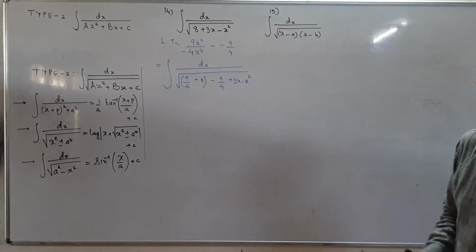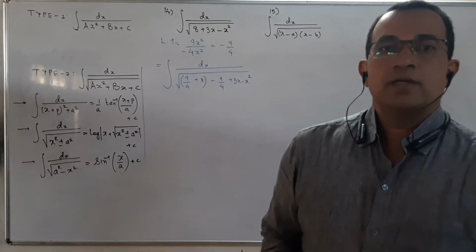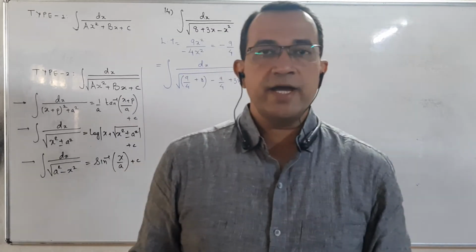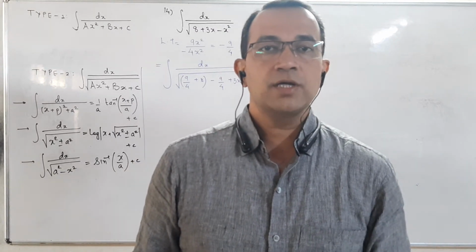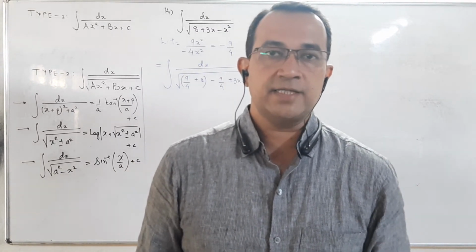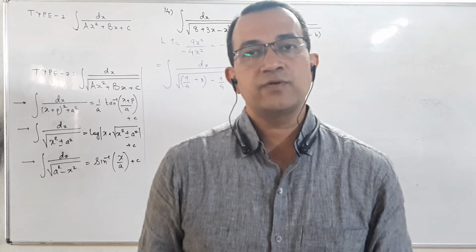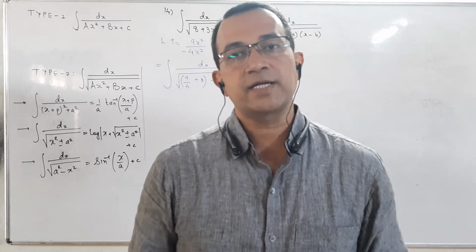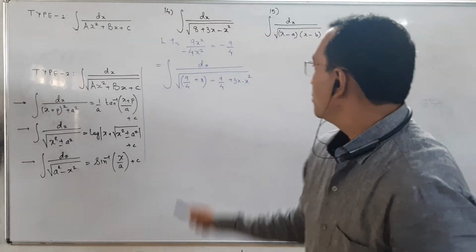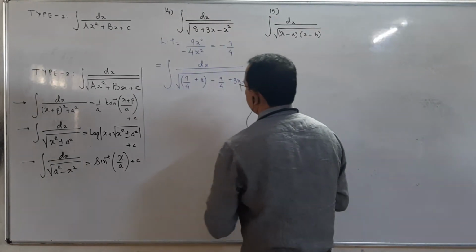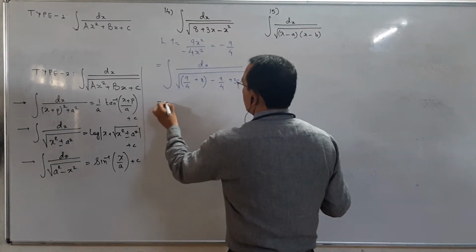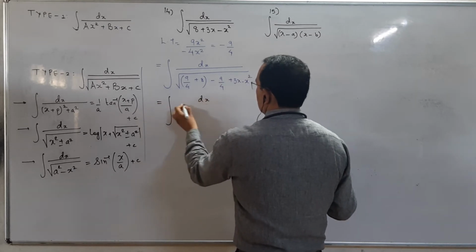I hope all of you understood this. Now the last term is the middle term square upon 4 into the first term, and I suppose students all of you have perfectly understood. Now 9 by 4 plus 8, 32 plus 9, 41 by 4.